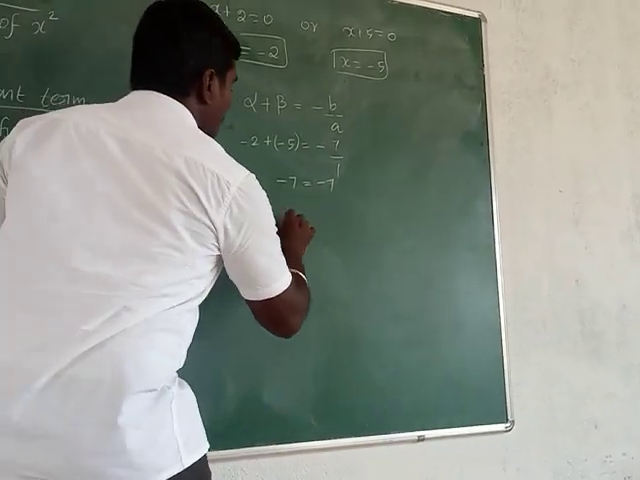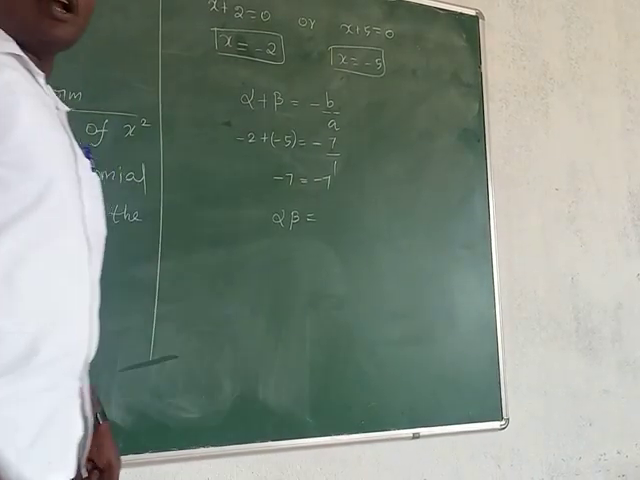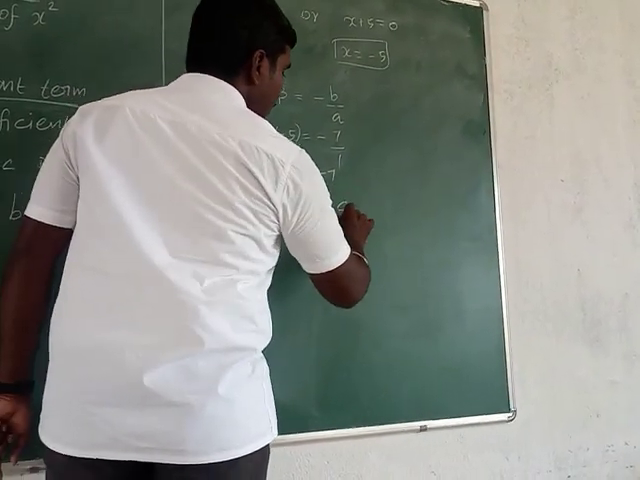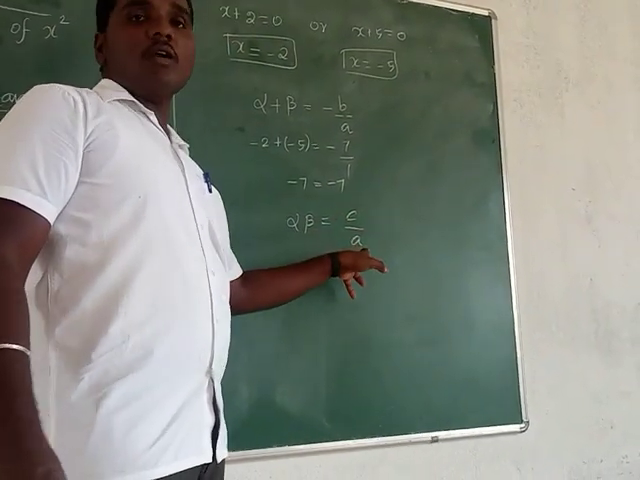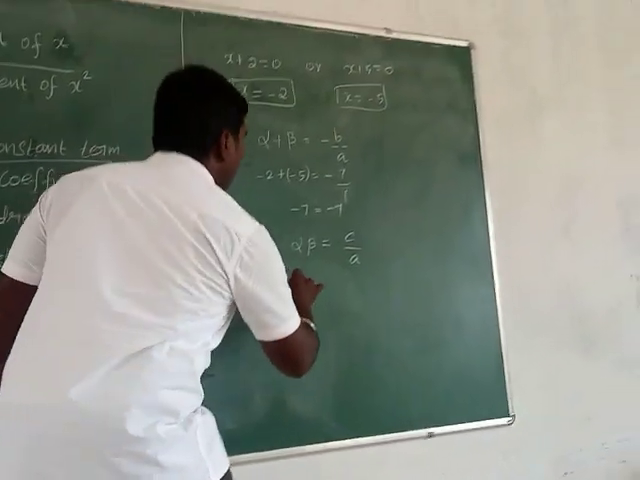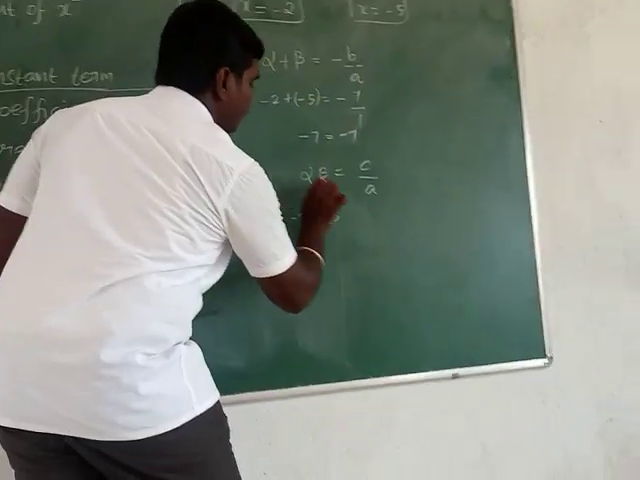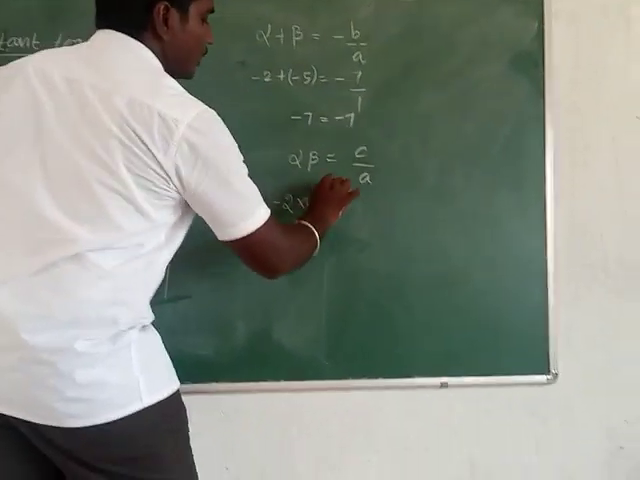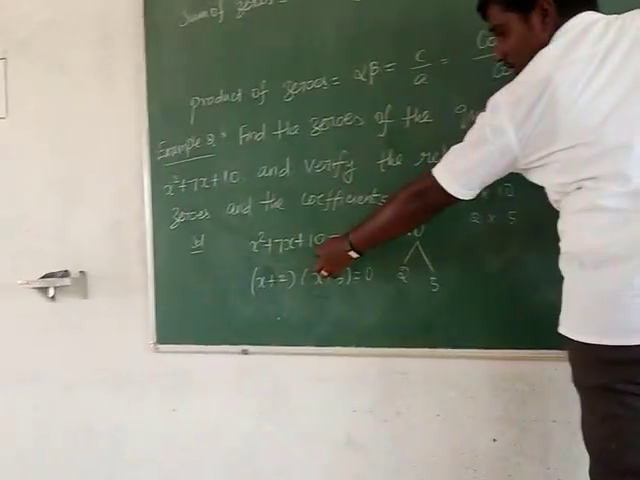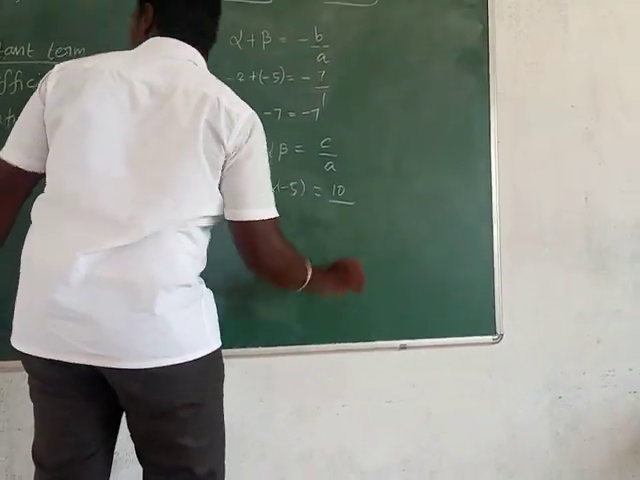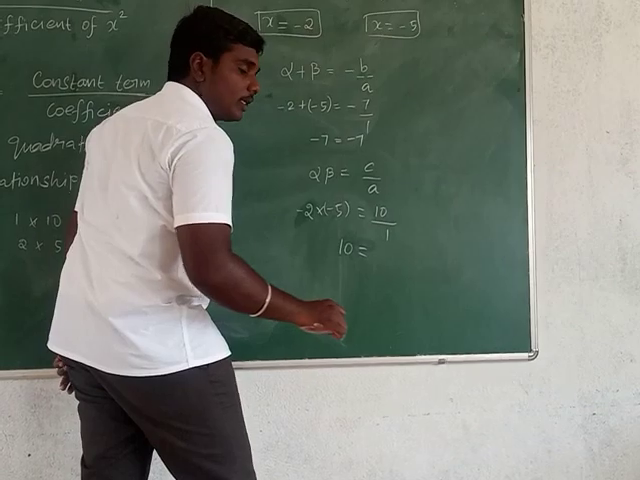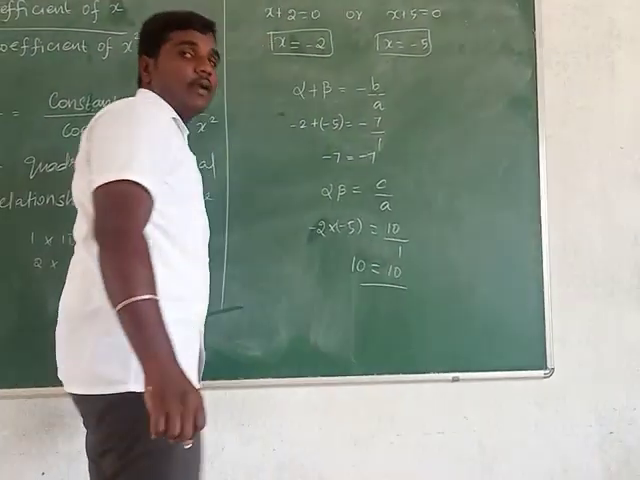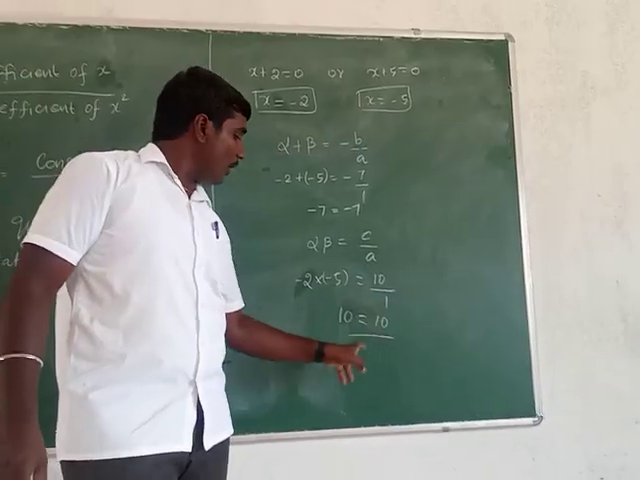Next, the product of zeros, alpha beta, is c by a. What is c? The constant term. What is a? The coefficient of x square. Alpha minus 2 into beta minus 5: minus 2 into minus 5 is equal to the constant term 10 divided by the coefficient of x square 1. Minus into minus is plus, 2 fives are 10. So 10 is equal to 10. So the sum of zeros is verified and the product of zeros is verified.